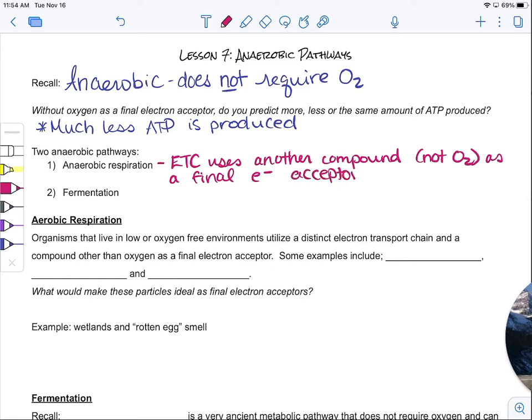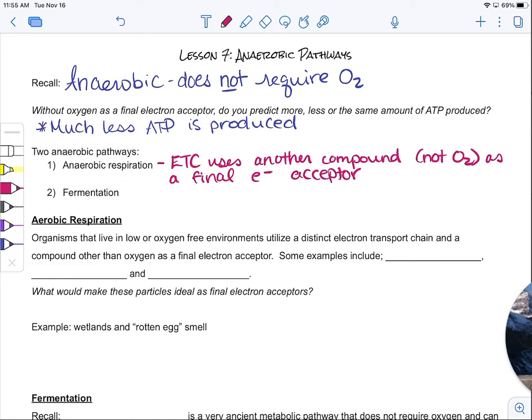And we're going to talk about the fact that another really good final electron acceptor is sulfur. If you take a quick look at a periodic table, you're going to see that sulfur is actually right underneath oxygen, so in the same group as oxygen, group 16. So sulfur also has a pretty good electronegativity as well. More about that to come.